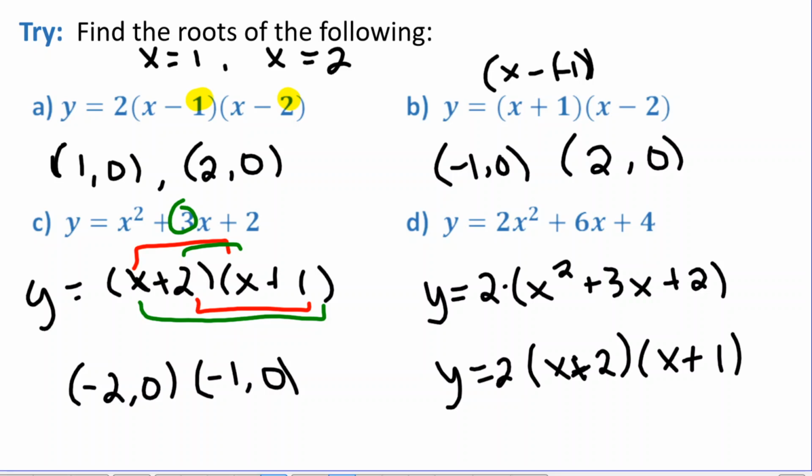So we have the same roots here. Notice that it looks different, but that's just the a value. Again, the a value tells us how wide or how narrow this graph is. So yes, it's a little more narrow, but it still has the same x-intercepts. So we have a negative 2, and we have a negative 1.